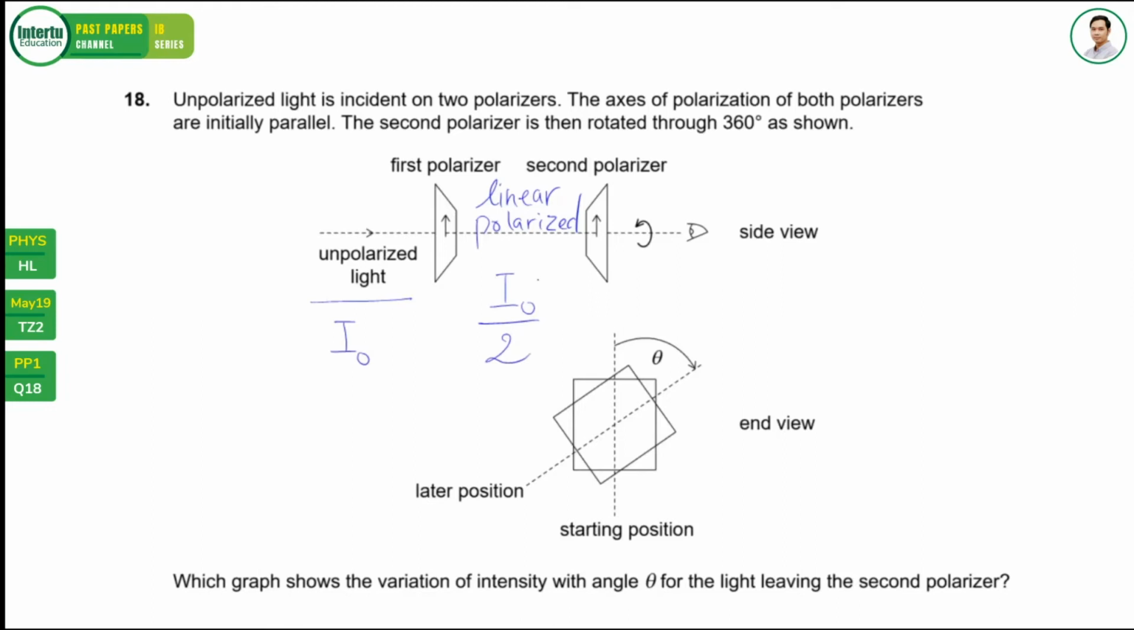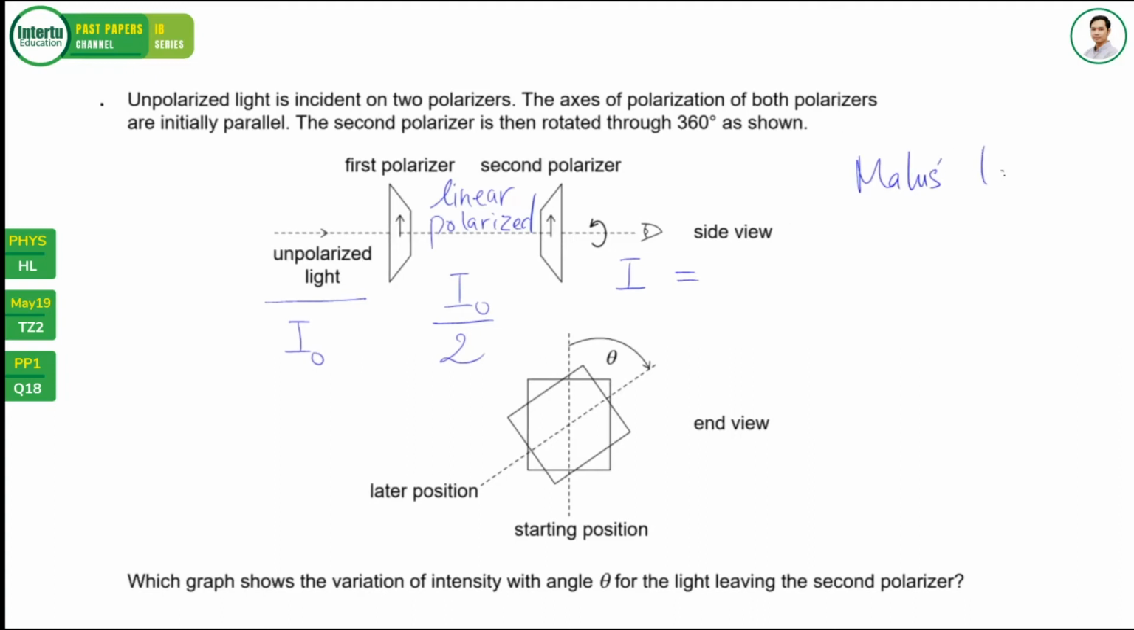And the intensity after passing through the second polarizer is I final. Let's call it I. It is described by a law called Malus's law, which states that the intensity of the light after passing through a polarizer is the incident intensity, which is I0 over 2, because that is the intensity after passing the first polarizer, multiplied by cosine squared of the angle between the incident light on polarizer 2 and its axis of polarization.